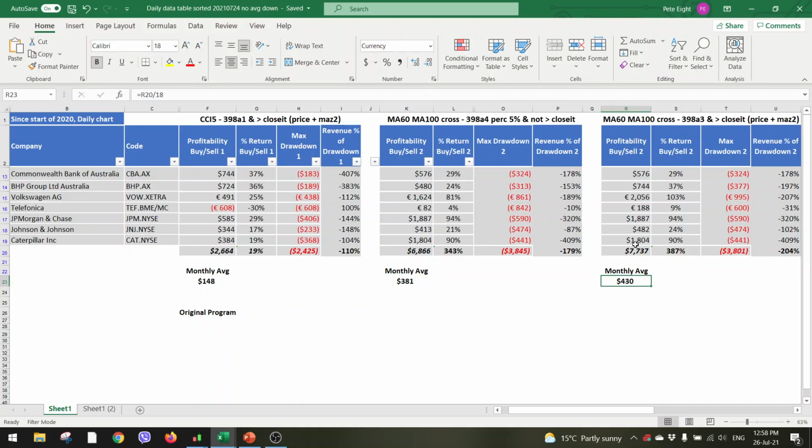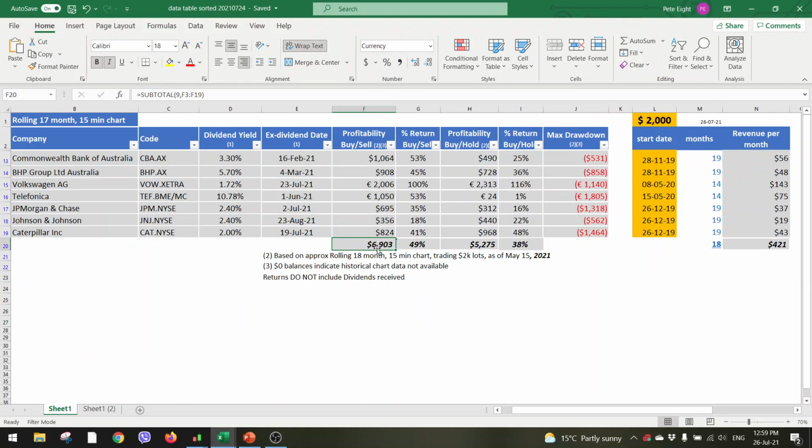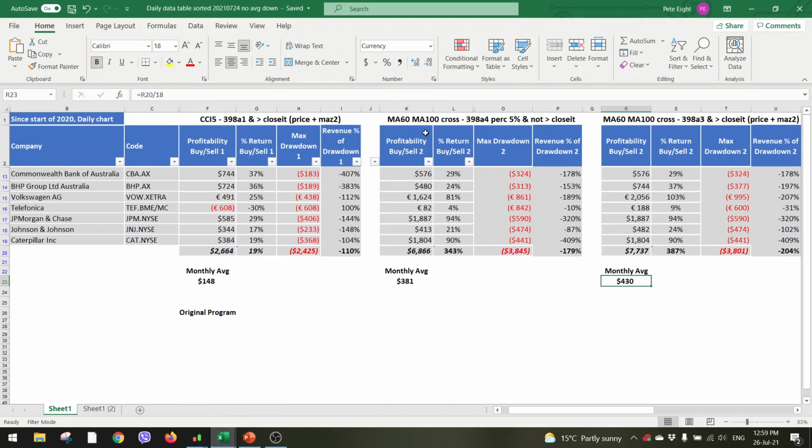That generates about $430 a month, which is $7,700 for these stocks. That's still better than this one. So this 62903 for the same stocks on a 15-minute time frame compares closely to this 5% gain. But again, using this "close it" approach, we've actually tweaked it to be a better result using the high lows instead of just a standard percentage gain.